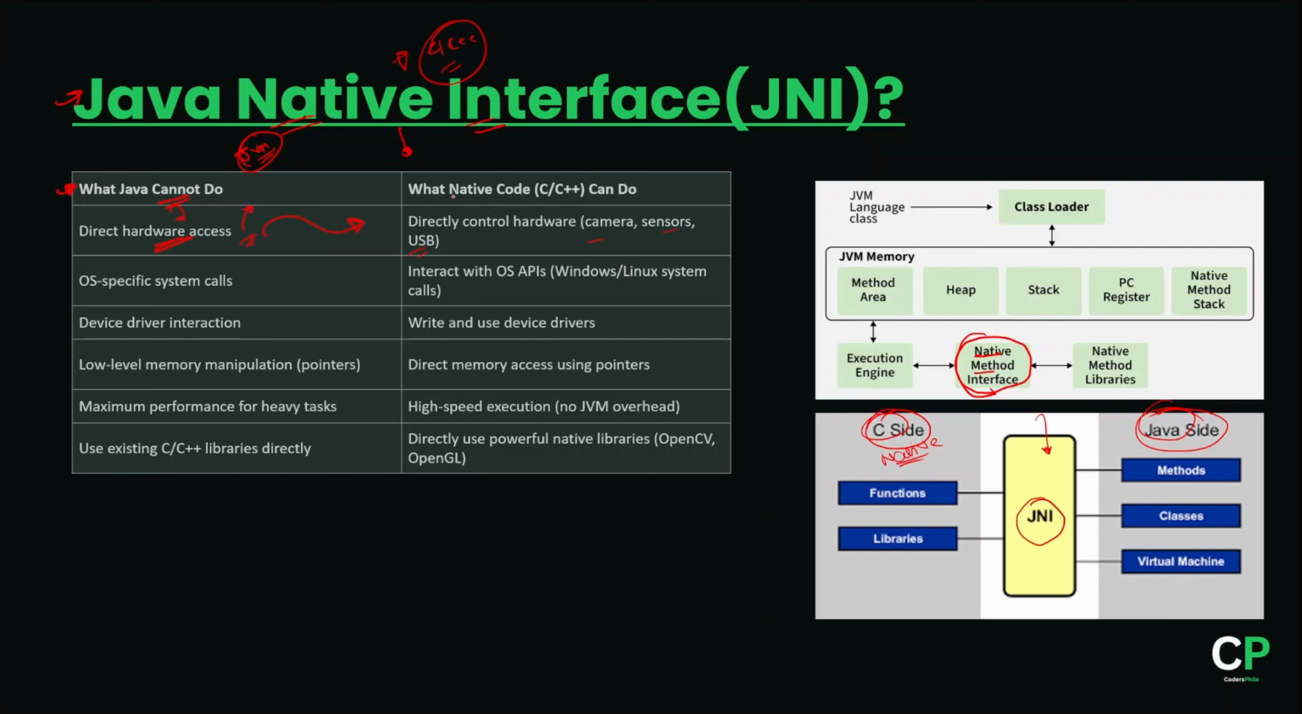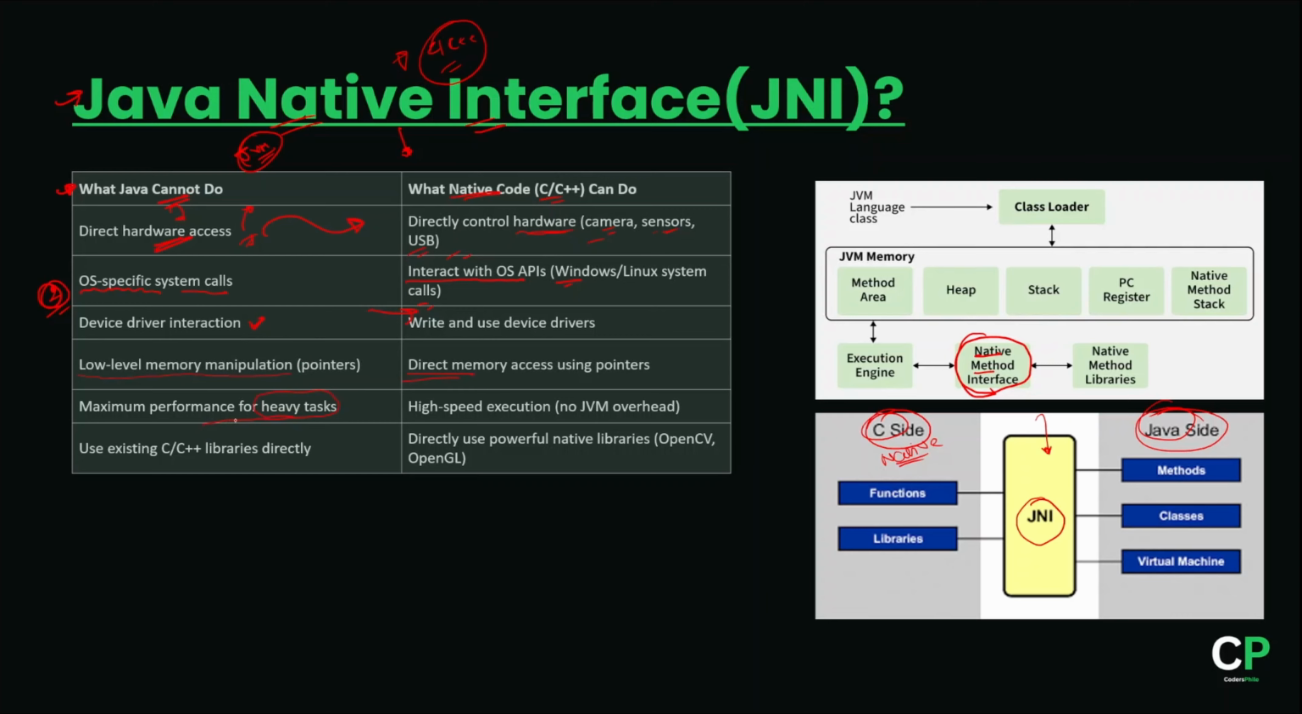But code written in native languages like C or C++ can directly control hardware like a camera, sensor and the USB. Second, Java cannot call OS-specific system calls. On the other hand, native code can interact with OS APIs like Windows and Linux calls. Java cannot interact with the device driver, but code written in C or C++ can directly interact with device drivers. Java cannot do low-level memory manipulation, but native code can.